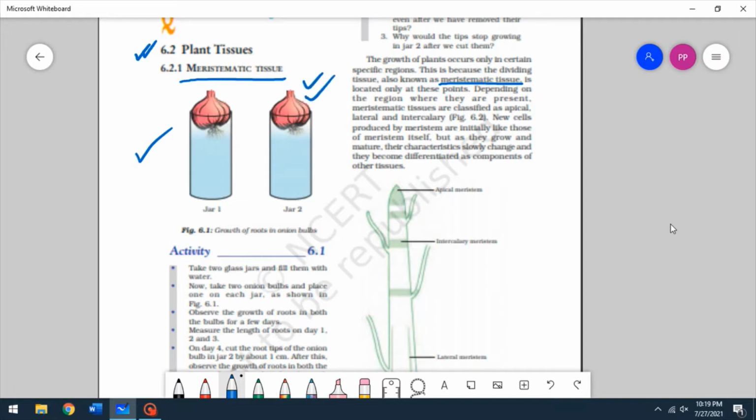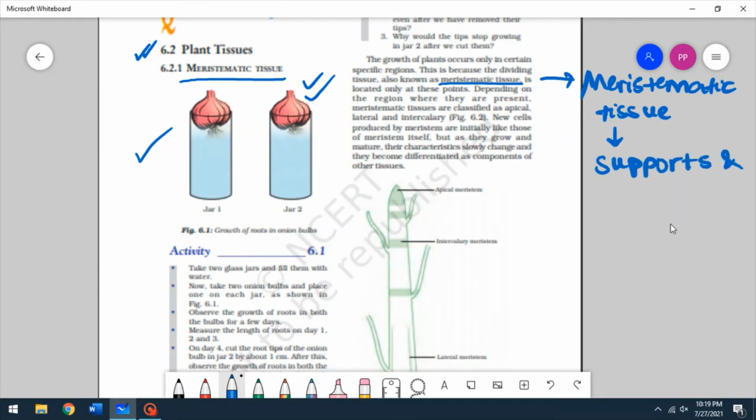Alright, so meristematic tissue. One thing we have from this is that the meristematic tissue is the growing tissue, a tissue which supports and causes, I can say, growth in plants. That is the meristematic tissue. And depending on the region where meristematic tissues are present, they are classified as apical, lateral, and intercalary.